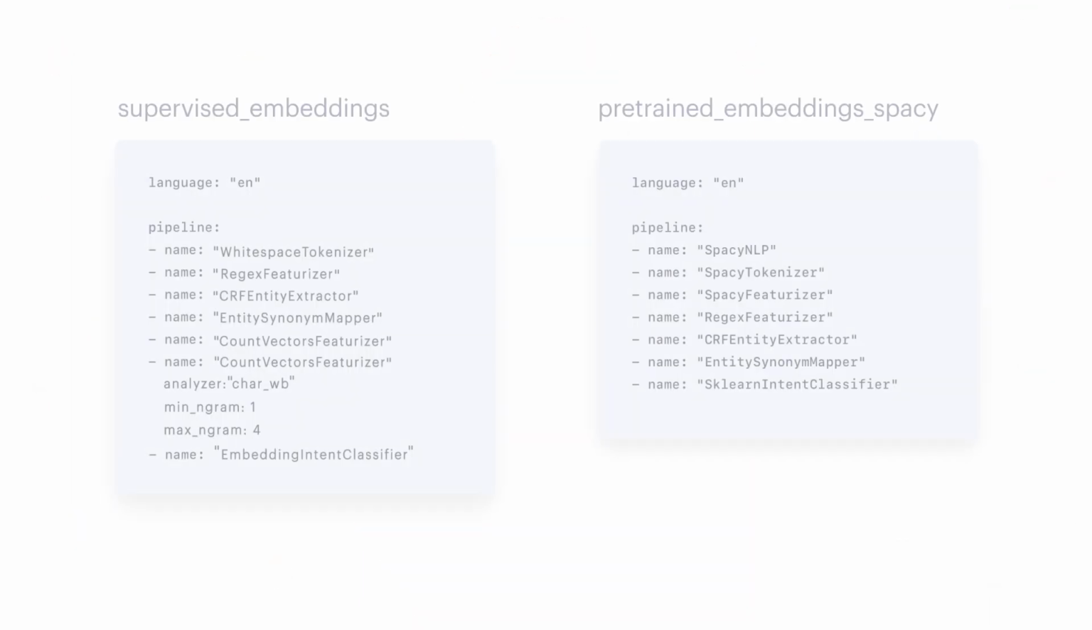Let's start by looking at entity extraction first. To extract the entities, your NLU model needs a component for named entity recognition. Just like with all other components, Rasa gives you a few options to choose from.